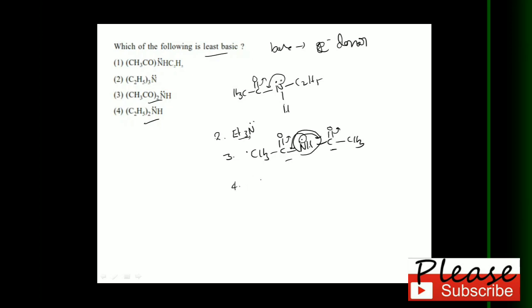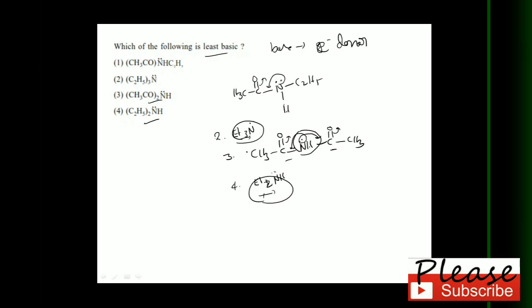And here in the fourth option, sorry, diethylamine. That is nothing but a secondary amine. So here in this case, 2 ethyl groups are the donating groups. Here 3 ethyl groups are the donating groups. So they are strong bases actually. But in this case, these electrons are not in delocalization. So these compounds have less tendency to donate the electrons.